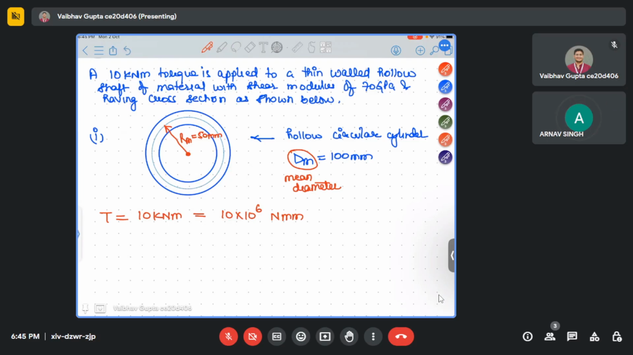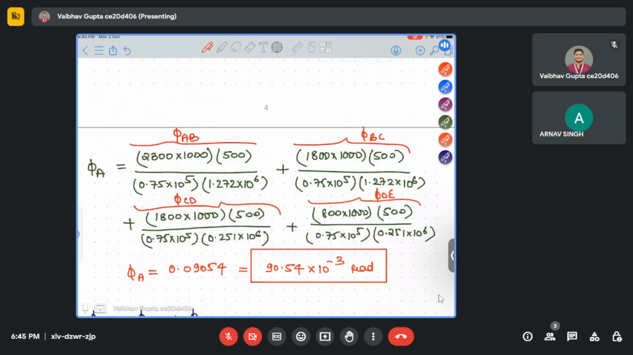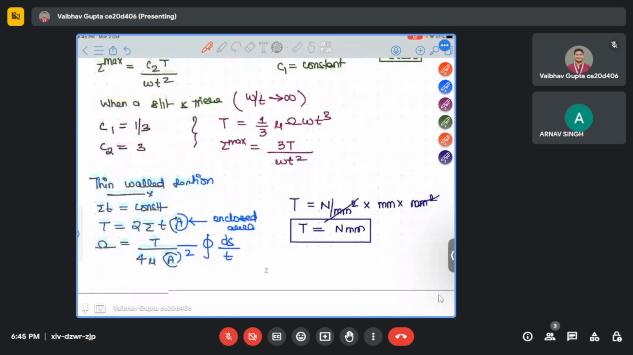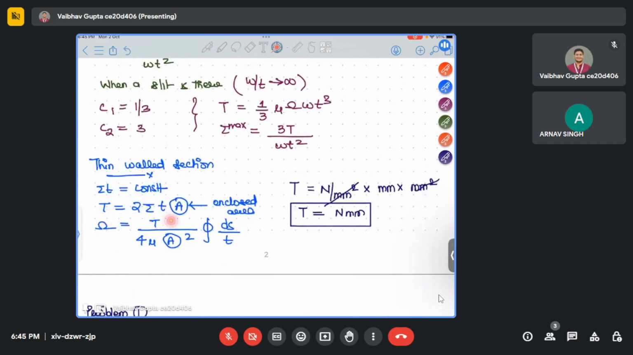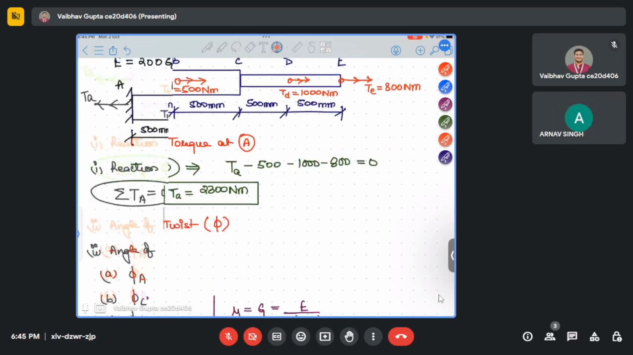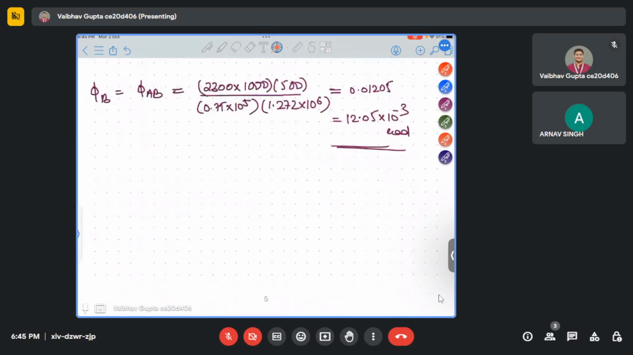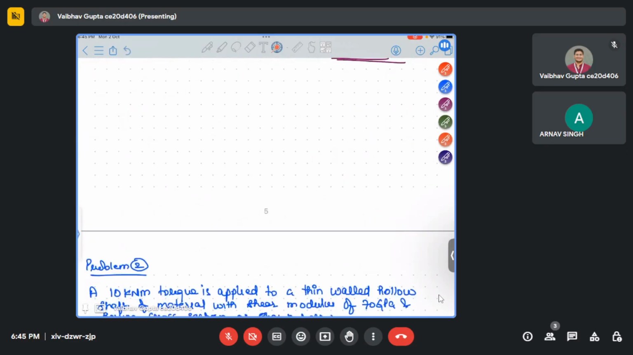So for thin walled sections, I have shown you the formula above. This is the formula we'll use. There are two formulas, one for T and one for angle of twist per unit length. Now in the question they have asked to find the angle of twist per unit length and shear stress.